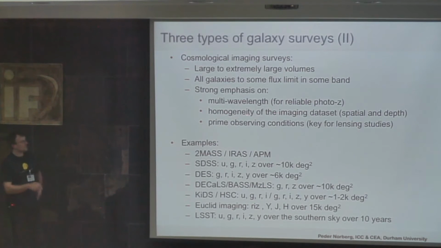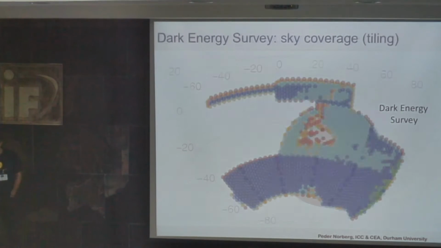The homogeneity of the imaging data set, both spatial and in its depth, is very, very important. But that comes in even in spectroscopic surveys, because spectroscopic surveys need an imaging catalog to start off with. So it's all of these aspects we need to understand. And the prime observing conditions, which are key for lensing studies, primarily the good seeing and so on. And there are absolutely loads of those surveys. Just to give you one example.